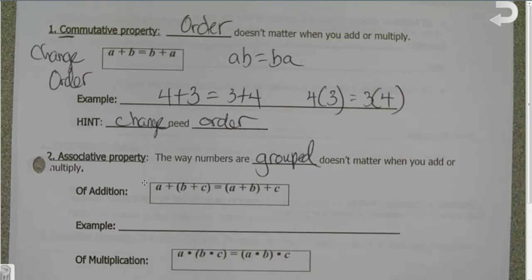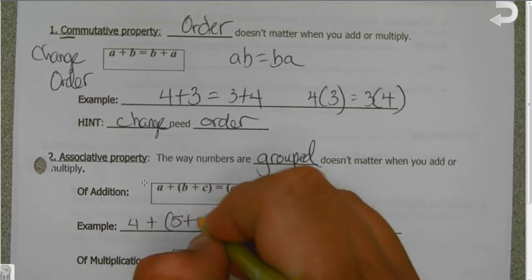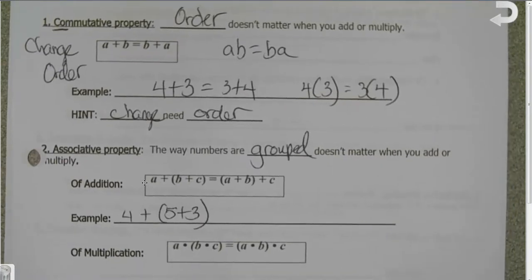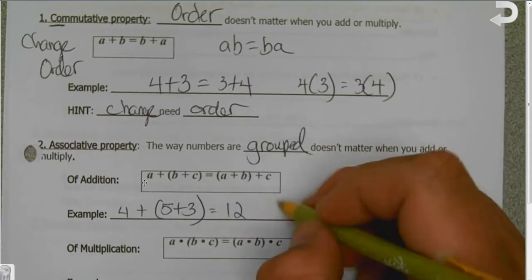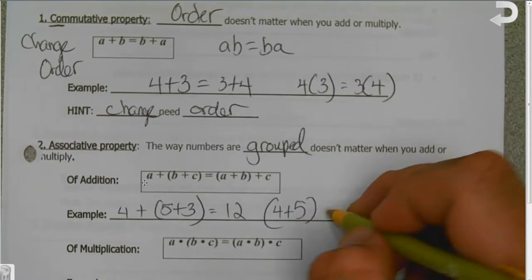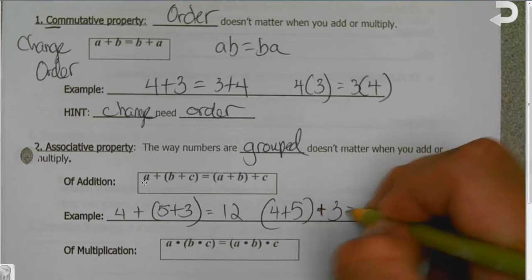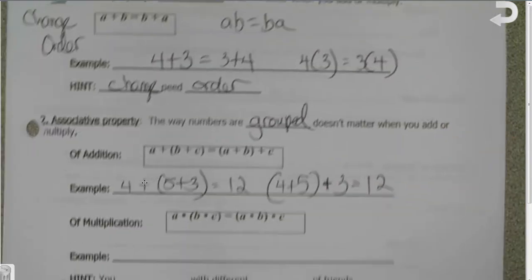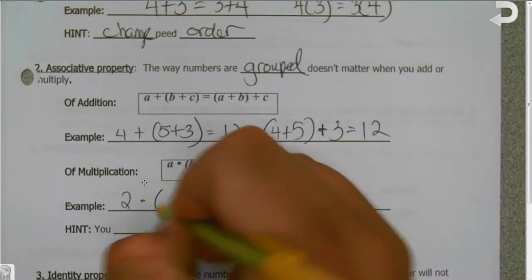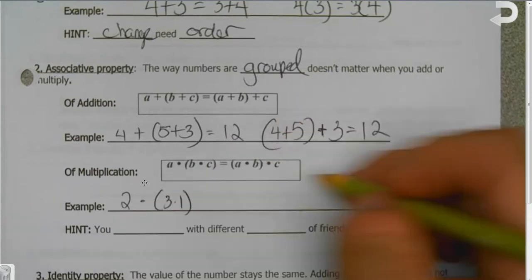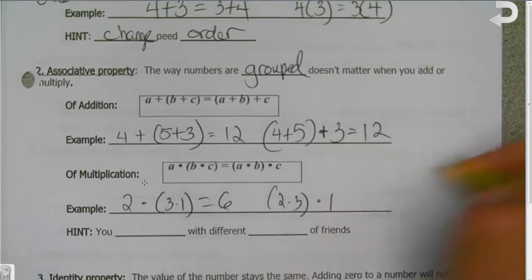And so, for example, 5's hanging out with 3. Well, that's 8. 8 plus 4 is 12. Let's say the 5's hanging out with the 4. Well, 4 plus 5 is 9. When you add 3, that's still 12. In multiplication, it's the same thing. 2 times 3 times 1 is 6. 2 times 3 times 1 is 6.